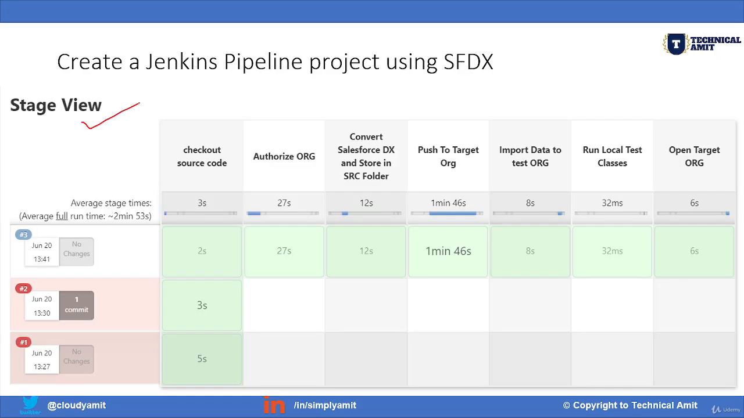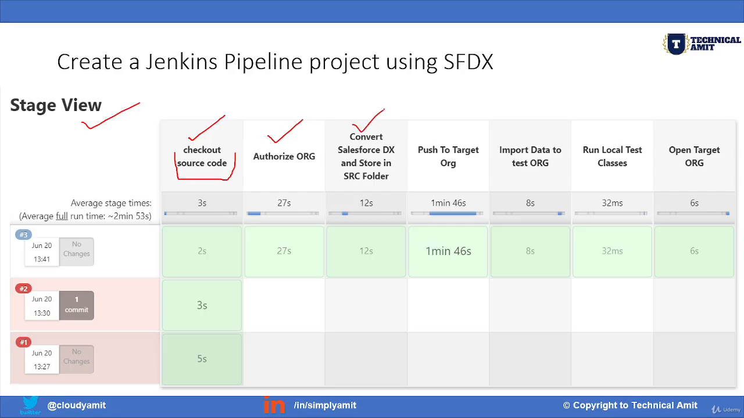As you can see, this is the stage view that I have built and tested. The first thing you need to do, as you are going to work with a GitHub project, is check out the source code from GitHub. Then you will authorize your Salesforce environment. We have already done this using the command line, and we are going to implement the same command in our Jenkins pipeline.